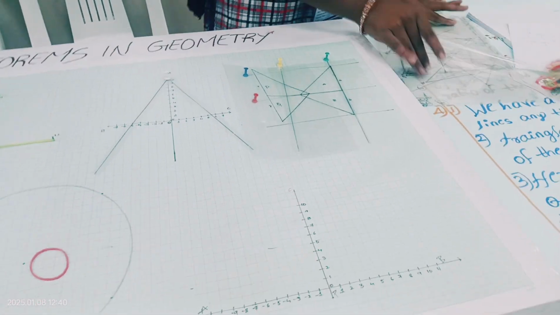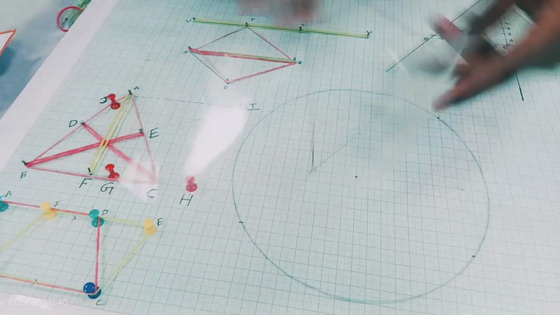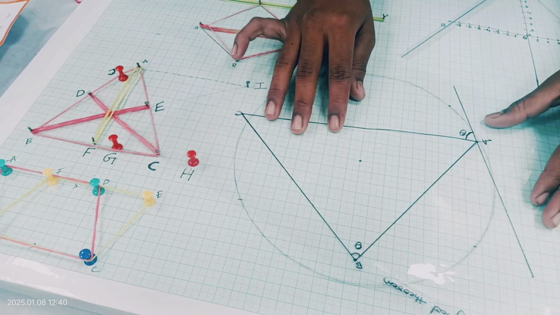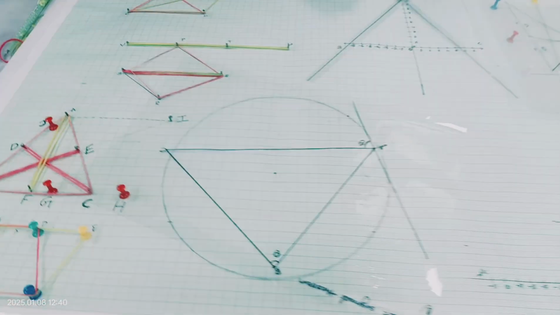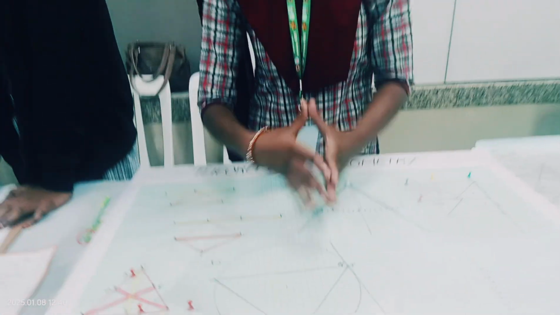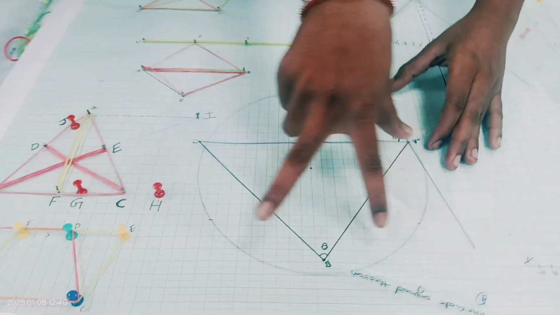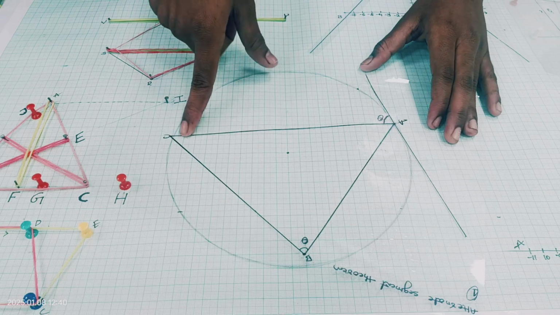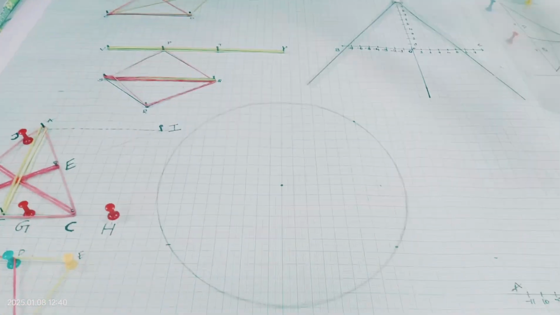And another one is the circle theorems. Alternate segment theorem: the angle between a tangent and a chord equals the angle subtended by the chord in the alternate segment. These are the major chord and the minor chord. This is also the alternate segment. This is called the alternate segment theorem.